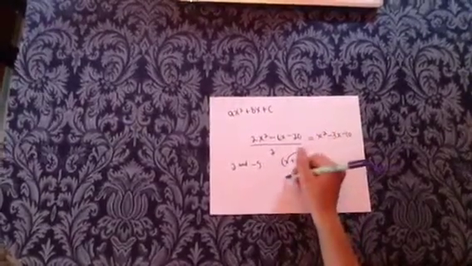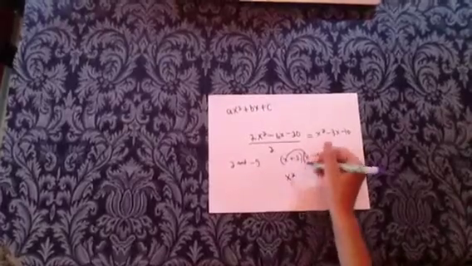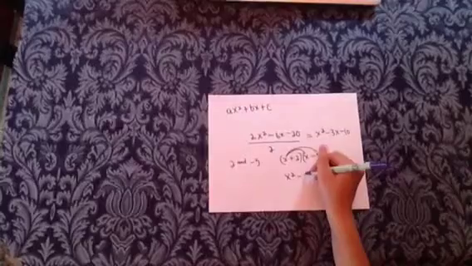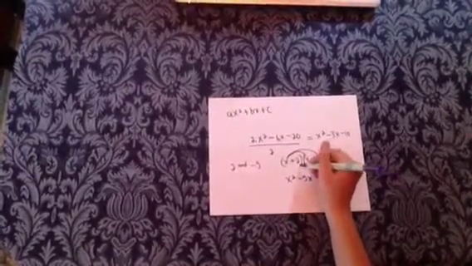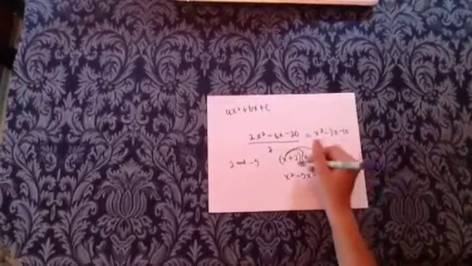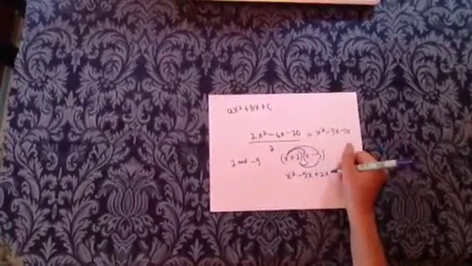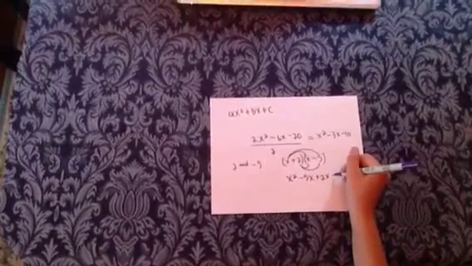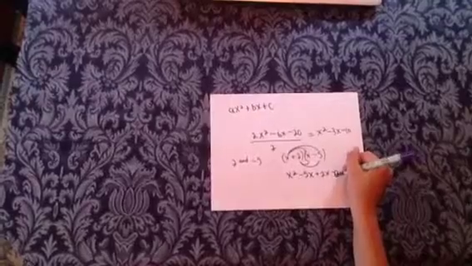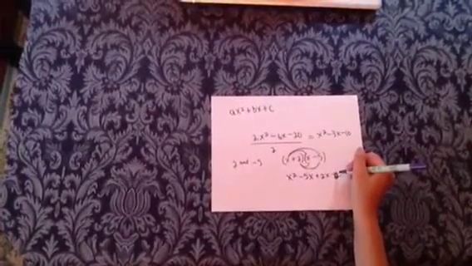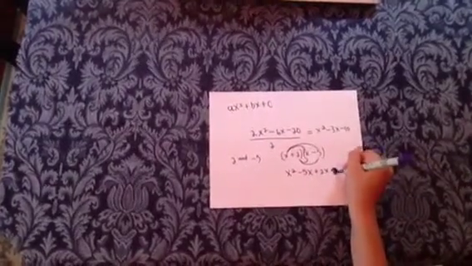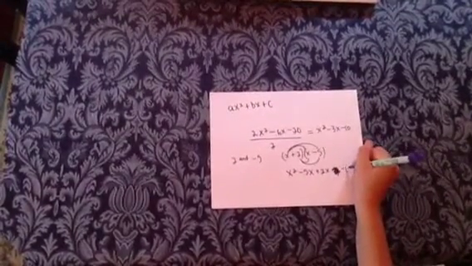Alrighty then, time to FOIL. Front, x squared. Outside, negative 5x. Inside, 2x. And last, negative 2. Oh wait, that can't be right. Let's just fix that there. What could be the correct answer? Oh, that's right. Negative 10.